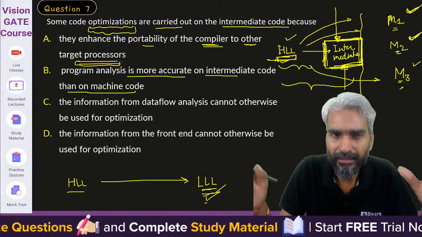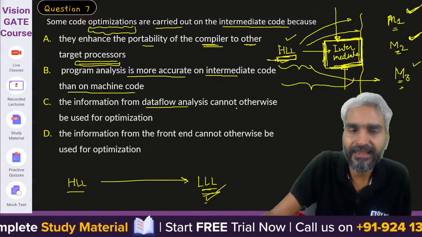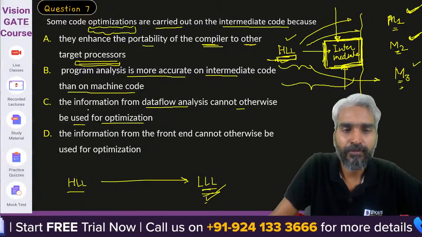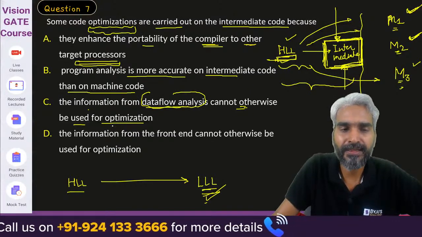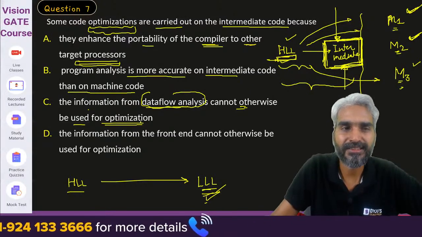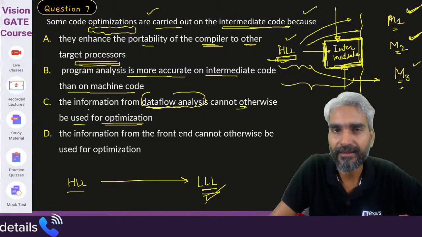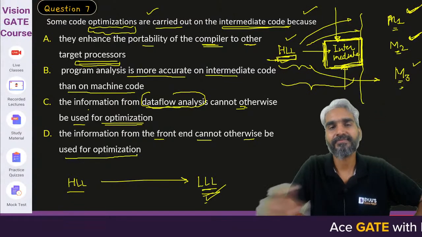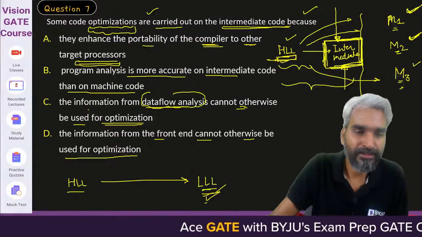No, it's a vague statement. Now, the information from data flow analysis cannot otherwise be used for optimization. What is this? It is asking some code optimizations are carried out on the intermediate code. Why? The information from the front end cannot otherwise be used for optimization. Okay, so that's the idea. Please try to understand this.